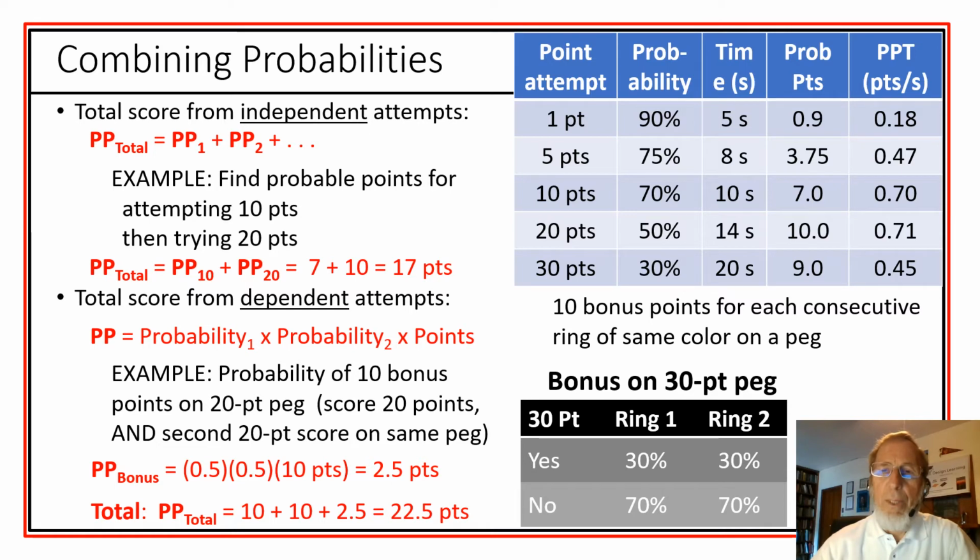Now let's look at a similar case where we're attempting to score in a 30-point peg. Notice that we have to be successful getting, yes, we scored ring number 1 30% of the time, but then in the second ring there's only 30% chance that the second ring would also be successful. So multiply those two percentages together and we get 9%. So less than 10%, 1 chance in 10 that we would get the bonus points when we're attempting to do that on a 30-point peg.